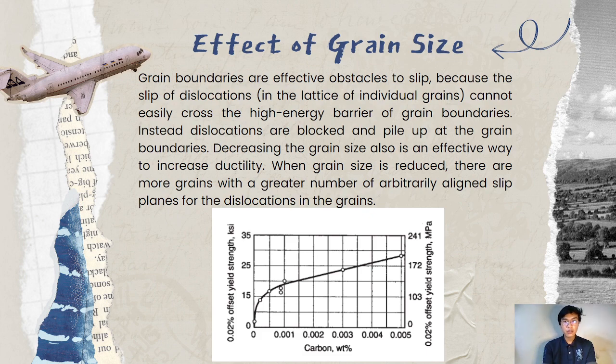Decreasing the grain size is also an effective way to increase ductility. When the grain size is reduced, there are more grains with a greater number of arbitrarily aligned slip planes for the dislocations in the grains. You can see the picture. This is a 0.2% offset yield strength in KSI versus the carbon content.